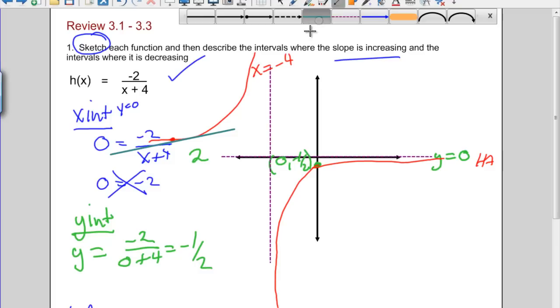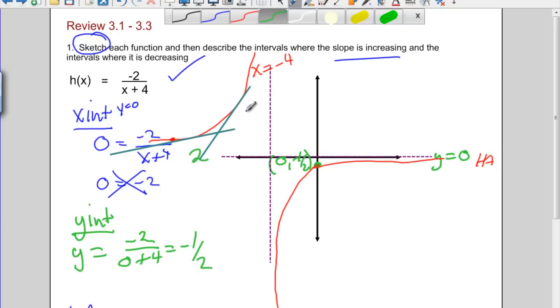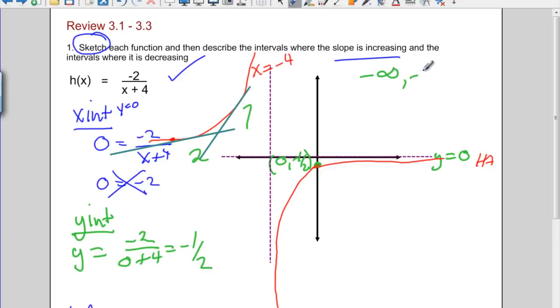Then I might pick another point farther to the right. Remember, we always read from left to right. And now I might state that this is still a positive slope, but it's steeper, so it might be a slope of 7. Well, that's enough. The numbers are going up. That means that between negative infinity and negative 4, the slope is increasing.